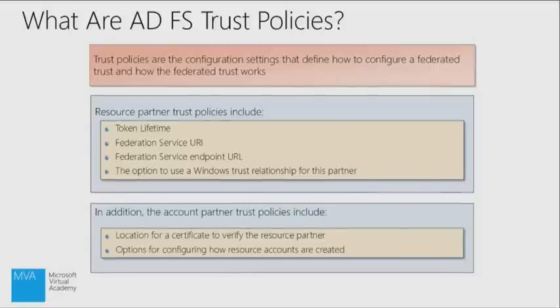Trust policies are the config settings that define how to configure a federated trust and how the federated trust works. Resource partner trust policies include token lifetime, how long the tokens I'm going to get are good for, Federation service URIs and endpoint URLs. Again, these servers have to know about each other. My account's Federation services and the resource organization's Federation services have to be aware of each other. And the option to use a Windows trust relationship for this partner if one exists. In this case, the idea of Federation services is not to use Windows trusts.